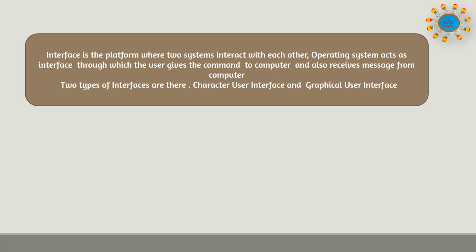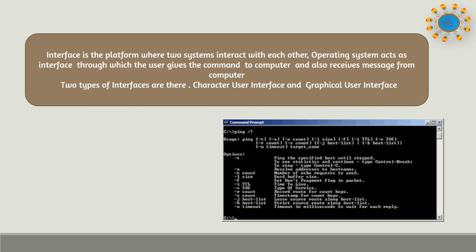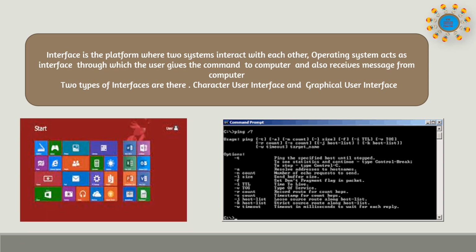And there are two types of interfaces: character user interface, that is CUI, and graphical user interface, that is GUI. In the graphical user interface, nowadays all of us know we are working in Windows, so all of us are comfortable with this. By using the mouse, we can give commands, and we can run multiple programs. That means many applications can be run at the same time. By clicking, there is no need to remember commands. With the mouse we can get the work done. But in the character user interface, the mouse will not work.